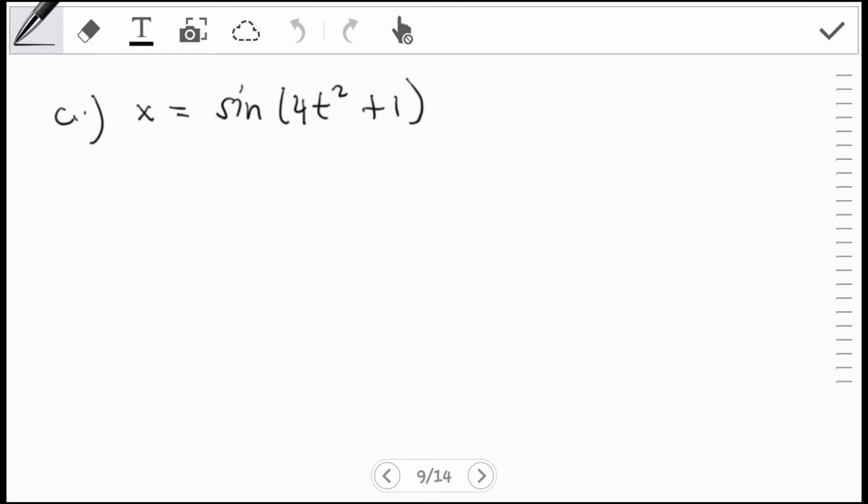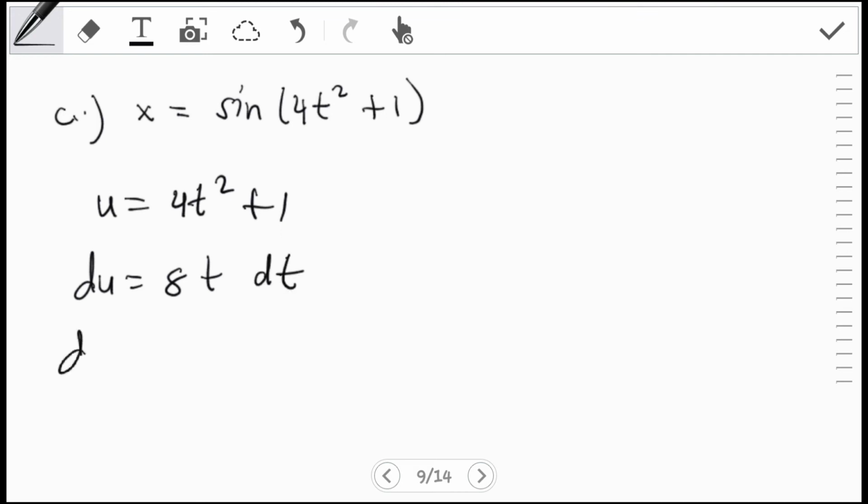So next, what is the equivalent derivatives of x is equals to sine quantity of 4t squared plus 1. Okay. So let u is equals to 4t squared plus 1, where du is equals to 8t. Okay, so the derivative of constant, that is 0. So 8t dt. So where du over dt is equals to 8t.